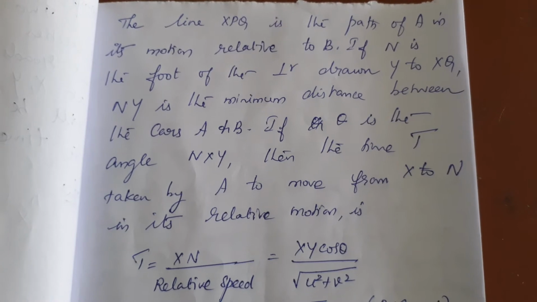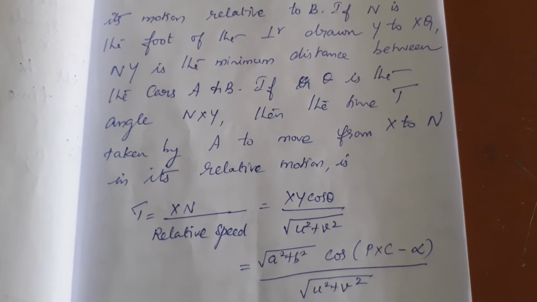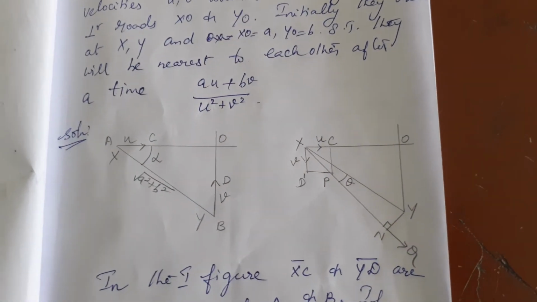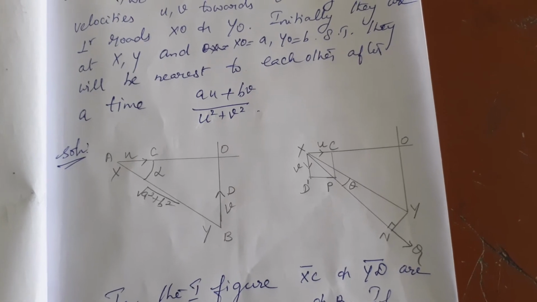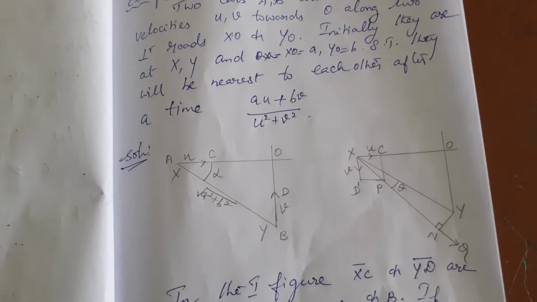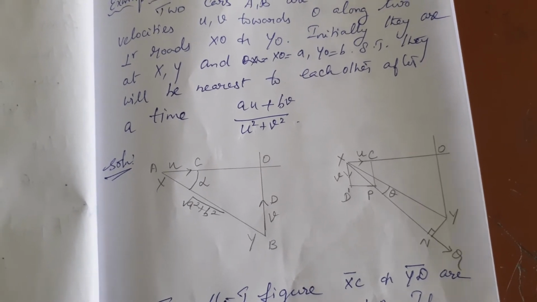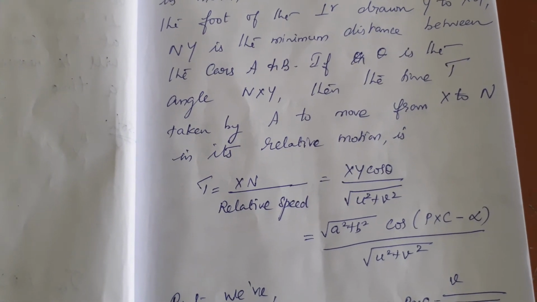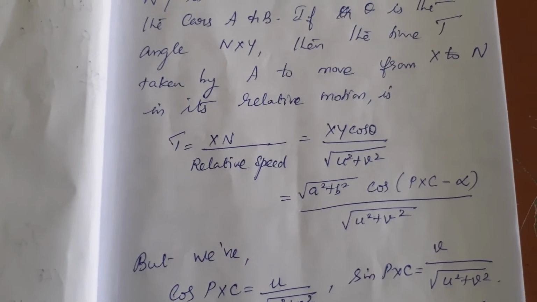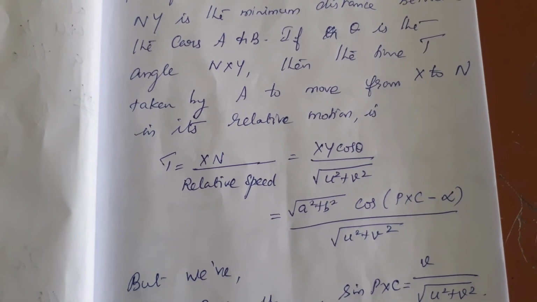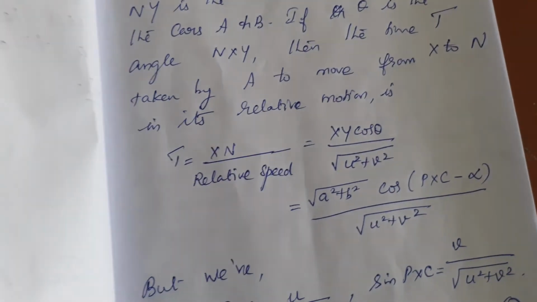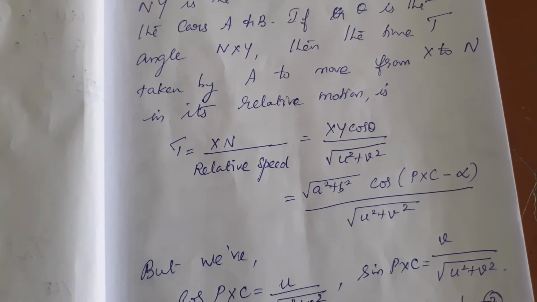then the time t taken by A to move from X to N in its relative motion, time is equal to distance by speed, so XN by speed. For that we have to consider the right angle triangle YXN, and in that we have to calculate cos theta. Cos theta is equal to XN by XY. Therefore XN is equal to cos theta into XY. So XY cos theta by speed, which we already calculated as root of u square plus v square, has to be substituted here. So XY cos theta by root of u square plus v square, and XY we already got as root of a square plus b square. So finally what we are having is root of a square plus b square into cos theta by root of u square plus v square.